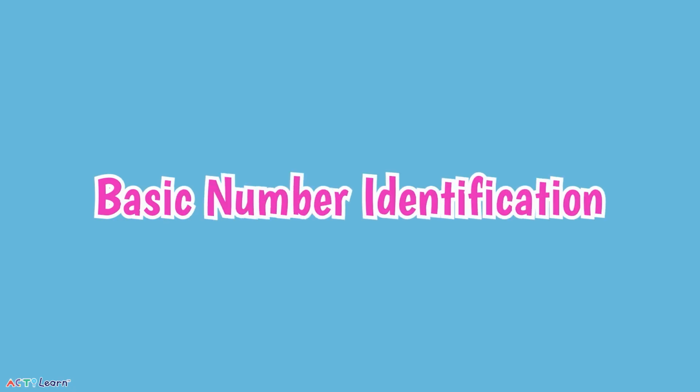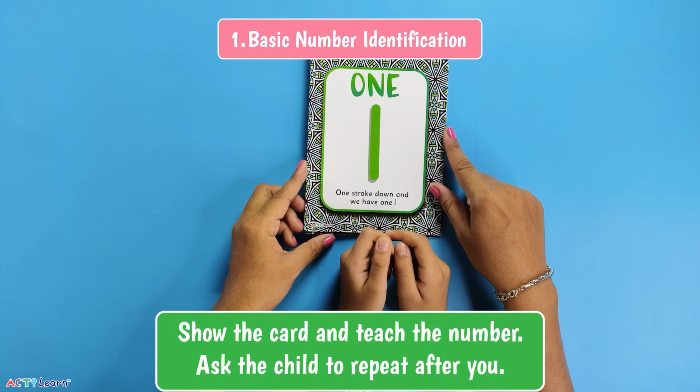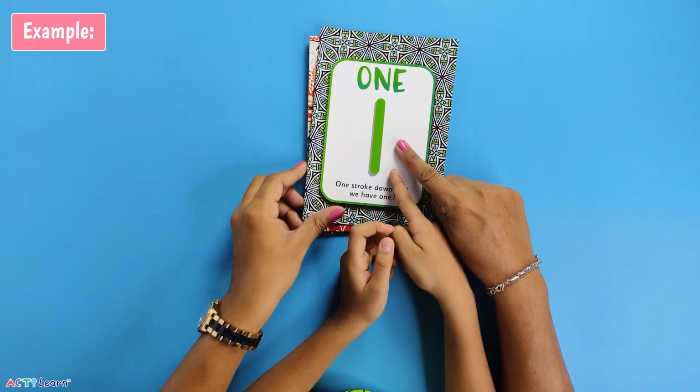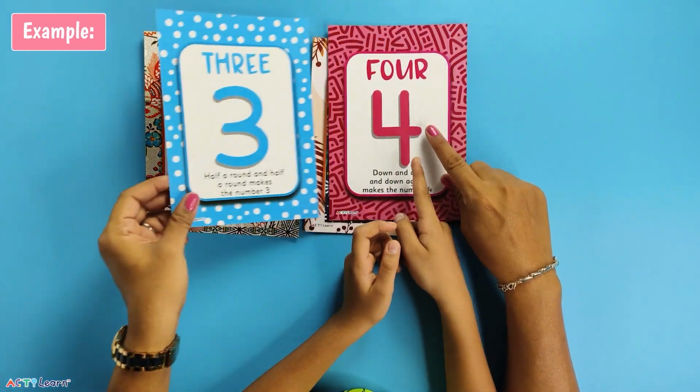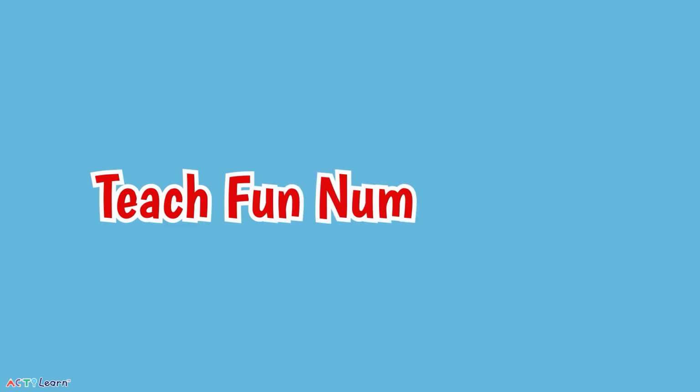Basic number identification. Show the card and teach the number to the child. Ask the child to repeat after you. Example: 1, 2, 3, 4.